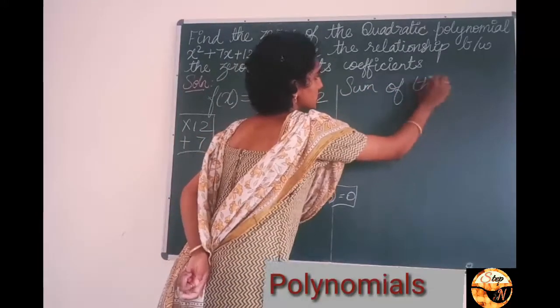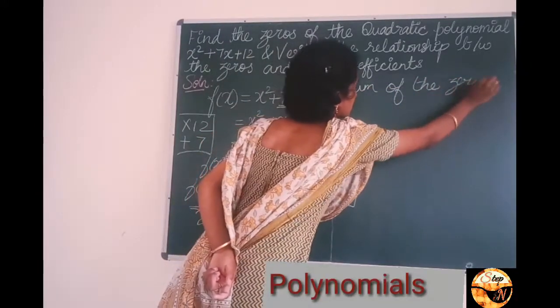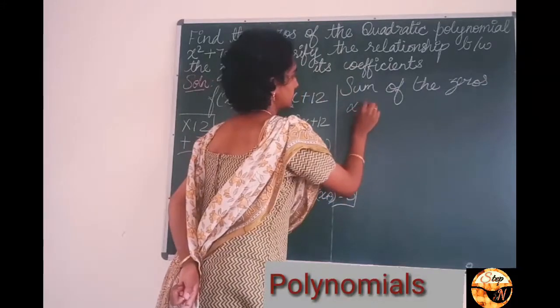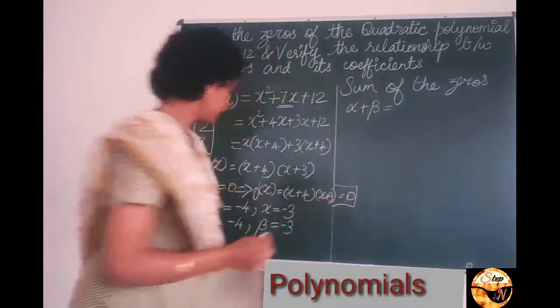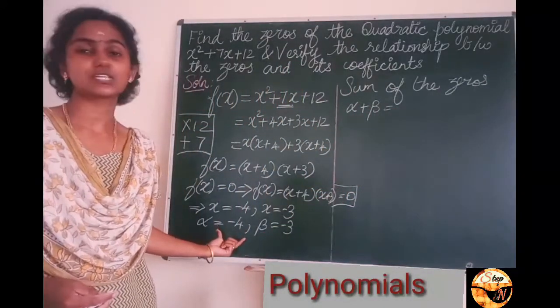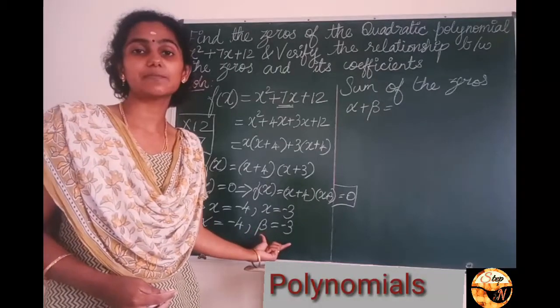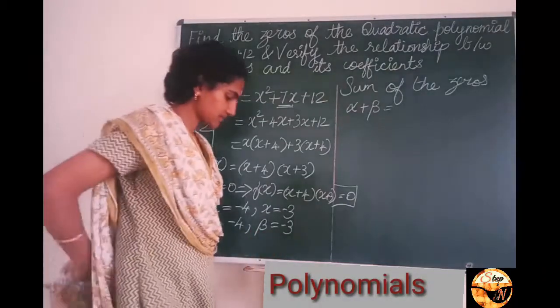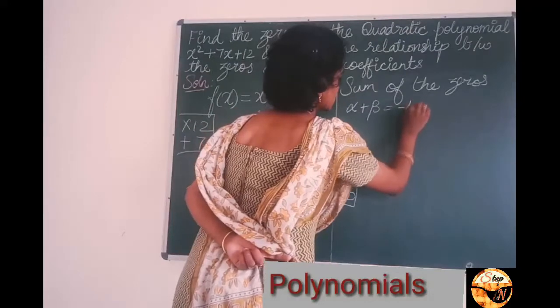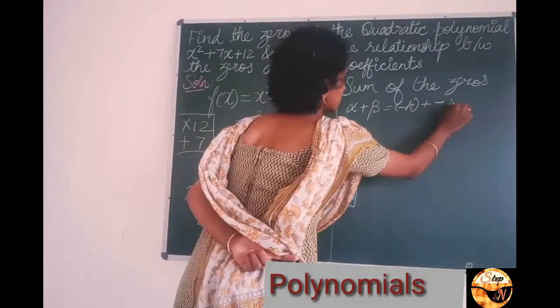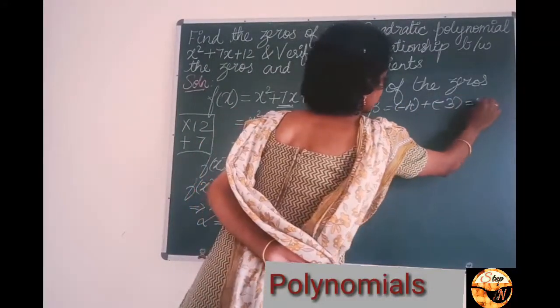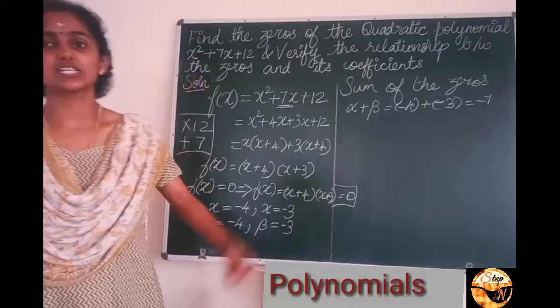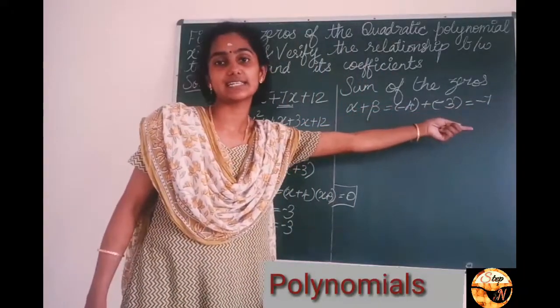Sum of the zeros, that is alpha plus beta. Here what is alpha? Minus 4. And what is beta? Minus 3. So minus 4 plus minus 3, which is minus 7.